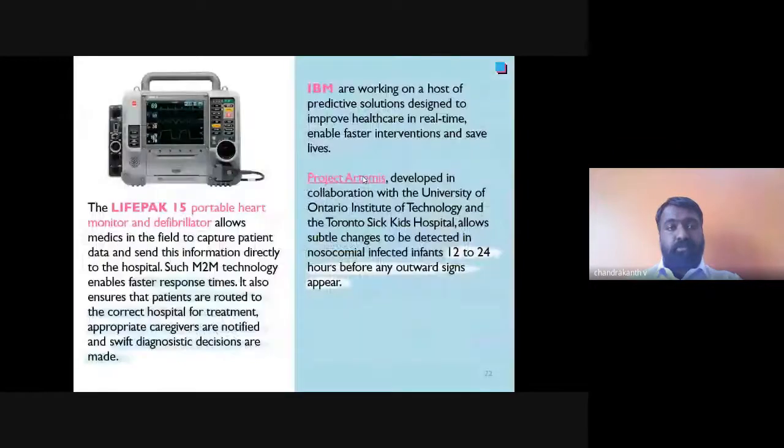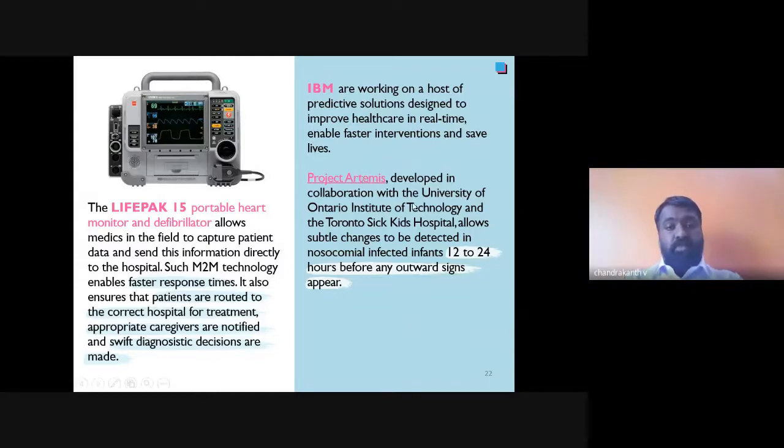life. So this is one of the devices, the LifePack 15 portable heart monitoring defibrillator, which is a machine-to-machine technology. What it does is that it should be able to defibrillate, and give an electrical shock to the person and activate his heart. It will be able to monitor the ECG and other vital signs, and send them to the servers, from where the medical facility will be ready with the equipment by the time the patient has reached the hospital.